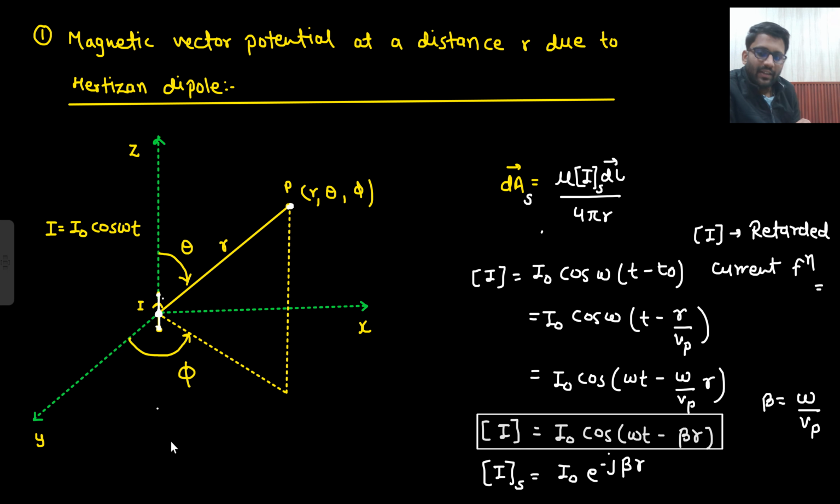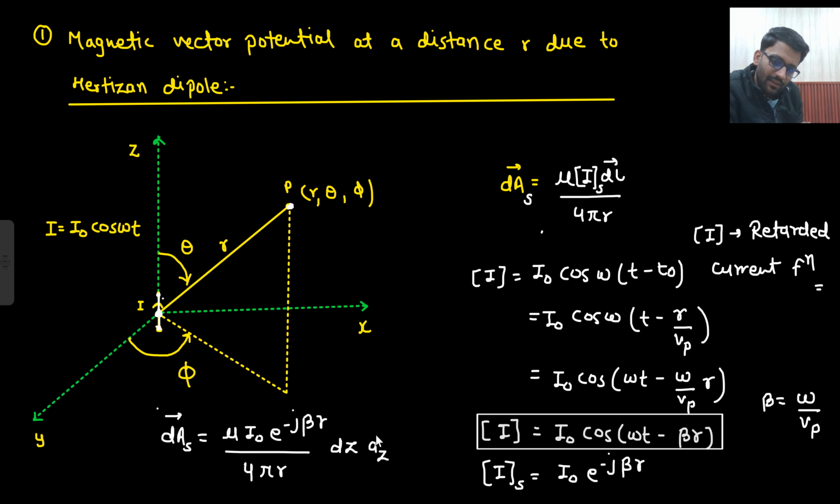So can I write down my dA_S? Can I write it down in this manner? What is the phasor form? I naught e to the power minus j beta r divided by 4 pi r. What is your dL? Can I write it down in this manner? dz az cap. Say yes or no. Is that clear to you? Why did I write down dz az cap? Did you understand this point?